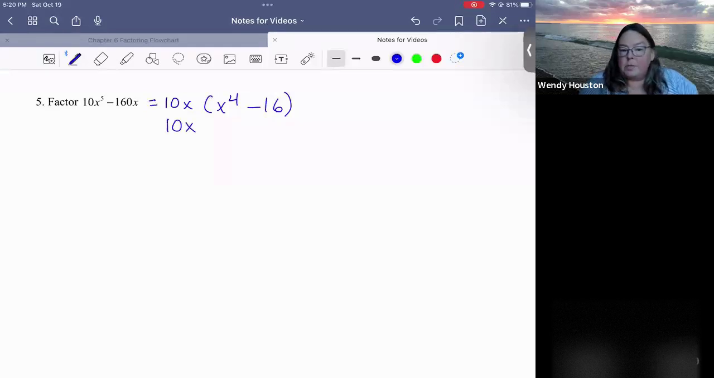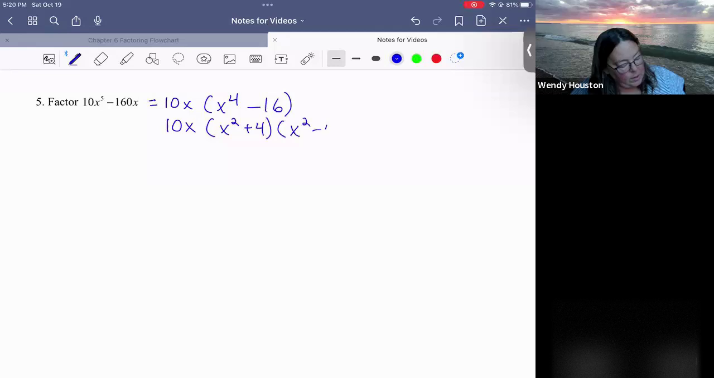Now I still have 2 terms. So I'm looking for difference of squares. Difference, that's a square. Even though this isn't an exponent of 2, that's still a perfect square, because x squared squared is x to the 4th. So I can break this down into x squared plus 4 times x squared minus 4.